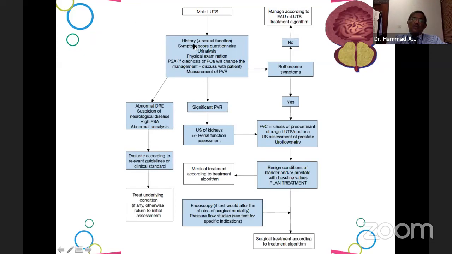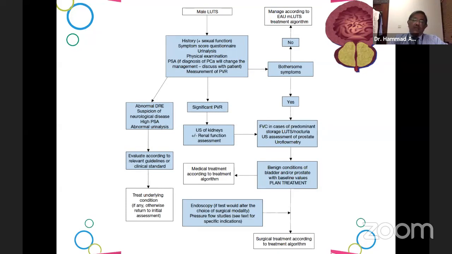It's important to objectively quantify their symptoms because they may have intermediate or low risk symptoms, whereas your definition of mild symptoms may be different from others. So if you put an IPSS as a score and fill it up, it will give you an objective criteria. Urinalysis should always be done for these patients. Physical examination is important. PSA is not needed in every patient.